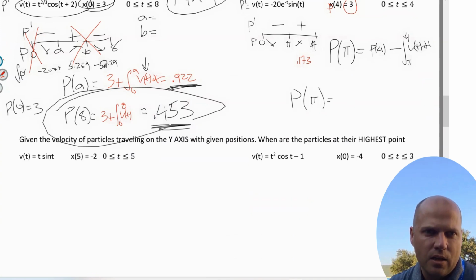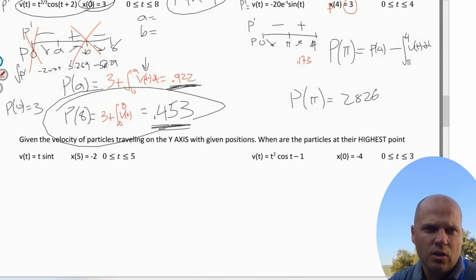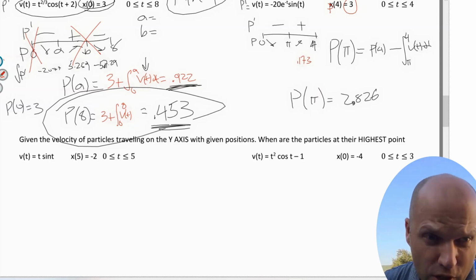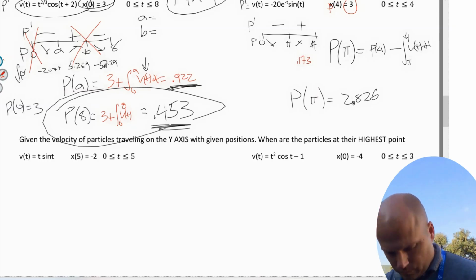P of pi is 2.82. You need 3 decimal places, 826. So this is where I was at pi. I then increase this much, and I get to 3. Okay?